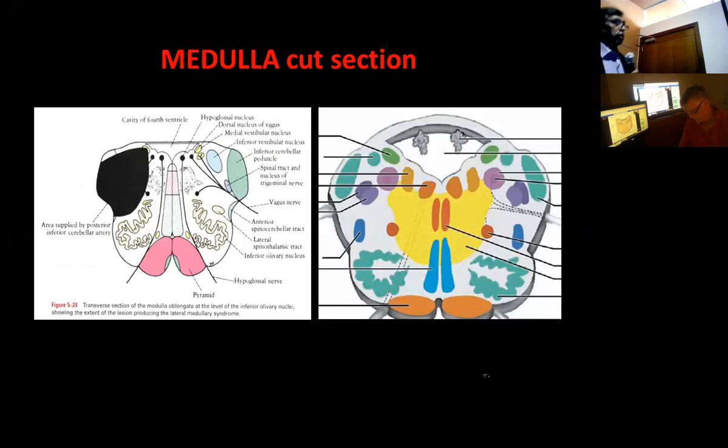A section of the medulla, the closed part and the open part. This is the open part. Again, still the pyramidal system is in the front, and the cranial nerves are in the back.